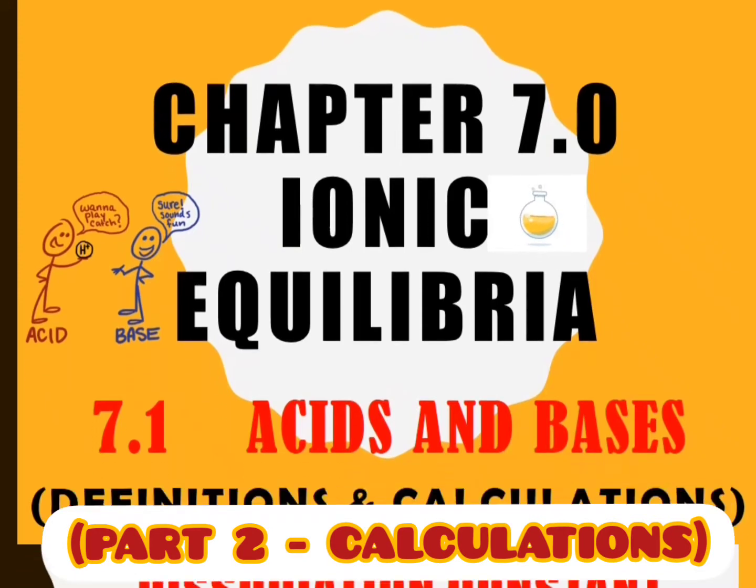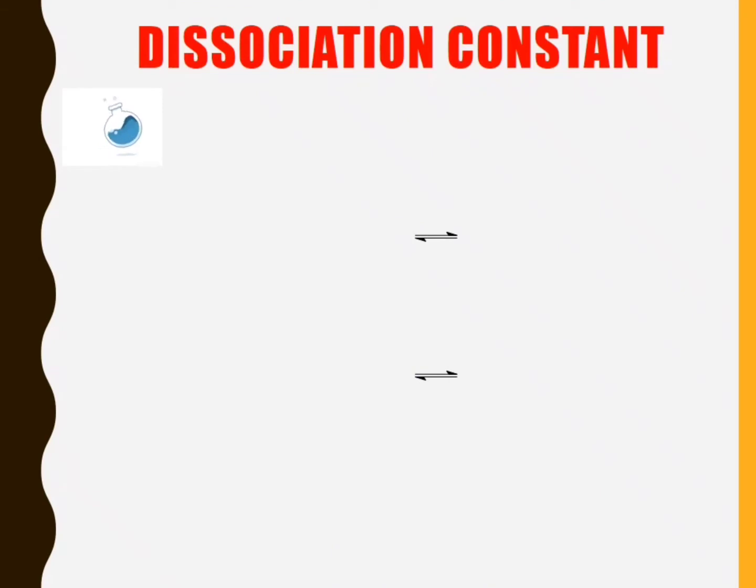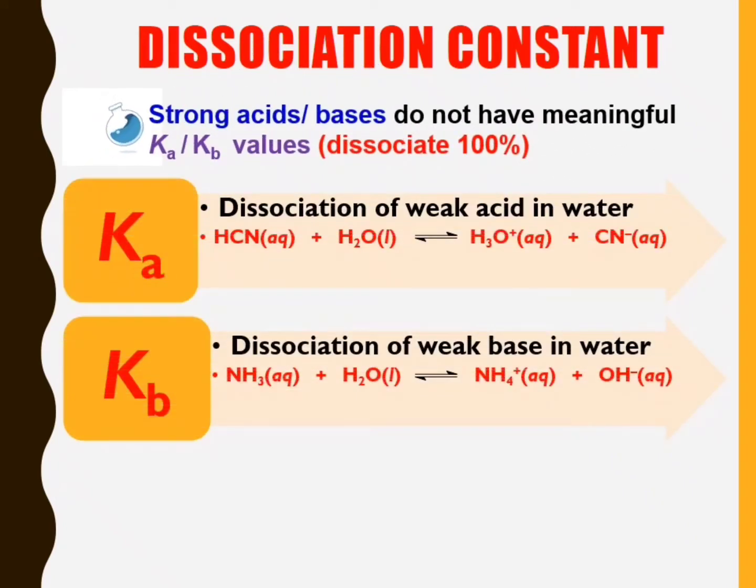Okay, so let's start. Now we look at the dissociation constant. Before this, you already learned about equilibrium constant in chapter 6. We have Kc, we have Kp, and now we have Ka, we have Kb. So Ka, Kb adalah dissociation constant. Ka, A stand for acid, while B will stand for base.